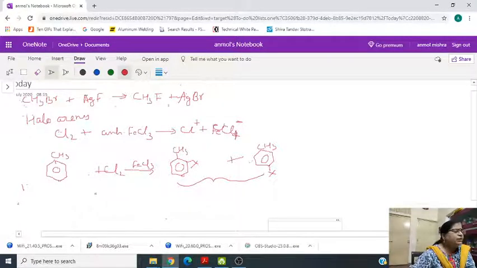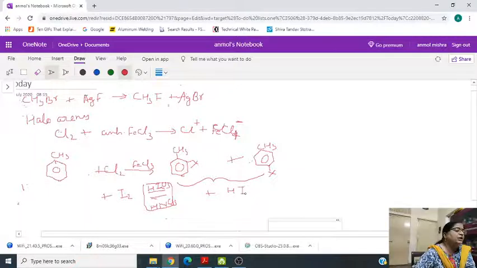Now, if in this reaction iodine is taken, then the reaction becomes reversible, means again it will return back. So, to make it irreversible, we add oxidizing agent like HIO3 or HNO3, and these two are added to make the reaction irreversible, so that the HI formed will not be converted back to iodine again.